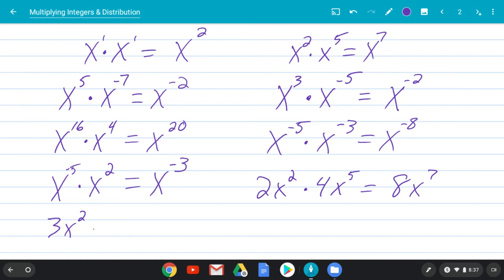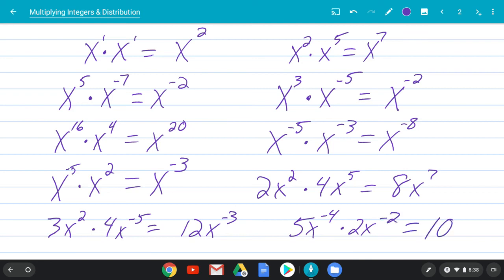3x squared times 4x to the negative fifth. 12x to the negative third. Everybody getting that? One last one. 5x to the negative fourth times 2x to the negative second. 10x to the negative sixth. We multiply the coefficients and we add the exponents. And by add, we realize that sometimes we actually subtract. Just depends on the signs of the numbers.